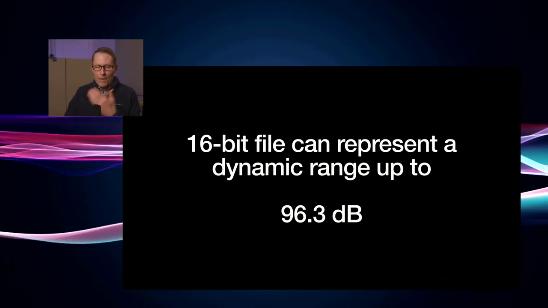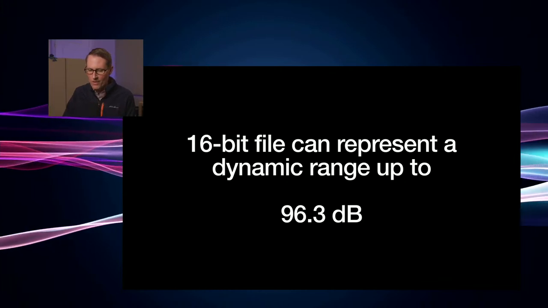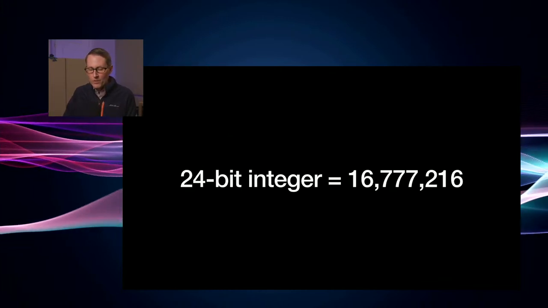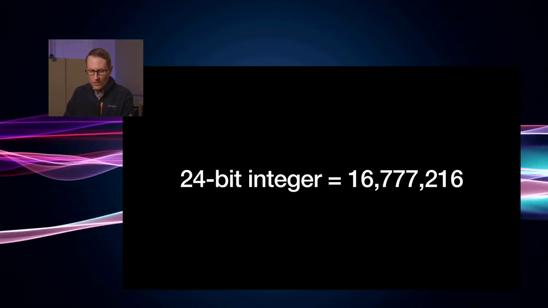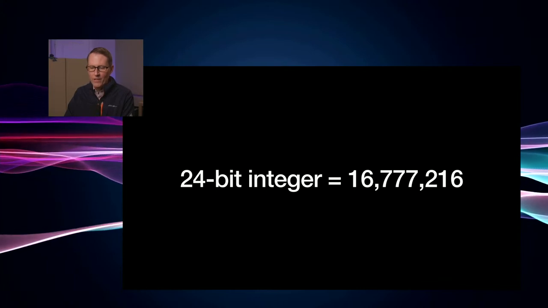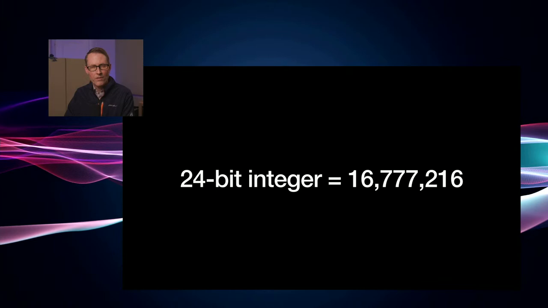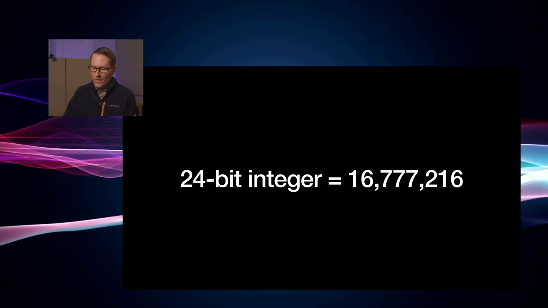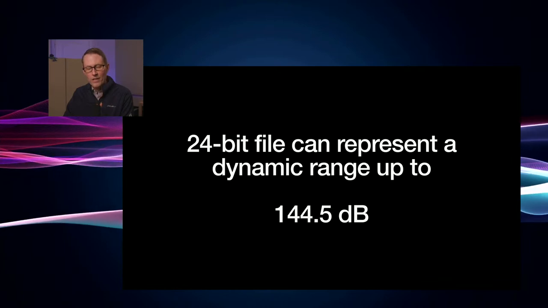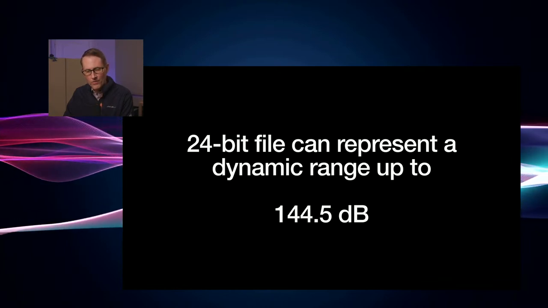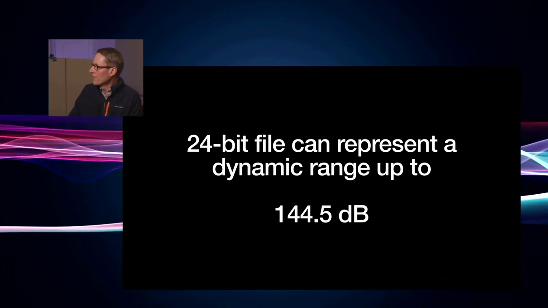It's when you get into capture, when you're recording sound, that sometimes you want more dynamic range than that. 24-bit is pretty much the standard in most cinema sound right now in terms of capture, still mostly being captured in 24-bit. That can represent 16.7 million, almost 16.8 million different values, so a lot more resolution. And with that, it can represent a dynamic range of up to 144.5 decibels, a wider dynamic range.